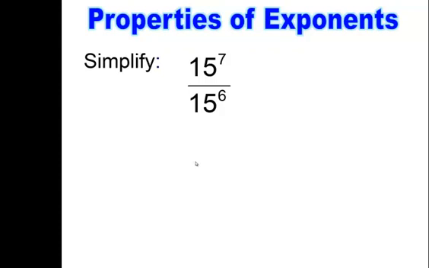But when you have bases that are the same, even when they're the same number, you use the property of exponents to simplify. So in this case, you end up having the higher exponent on top. When you subtract here, you end up having 7 minus 6 is going to be a 1, and you can't leave that exponent a 1. So your answer would simply be 15.